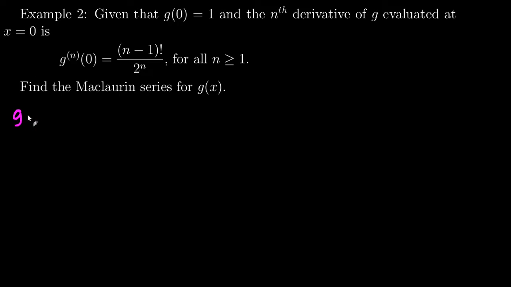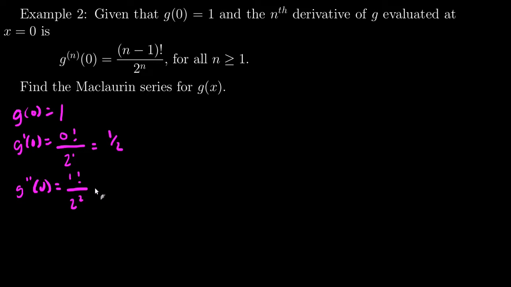So we know that g of 0 is 1. I know that g prime of 0, this is that case where I want the nth derivative. This is the first derivative, which means n is 1, so I put 1 in here. So I get 1 minus 1, which is 0, factorial, over 2 to the first. 0 factorial is 1, 2 to the first is 2, so I get 1 half. The second derivative: 2 minus 1 is 1, 2 to the second is 4, so I get 1/4.